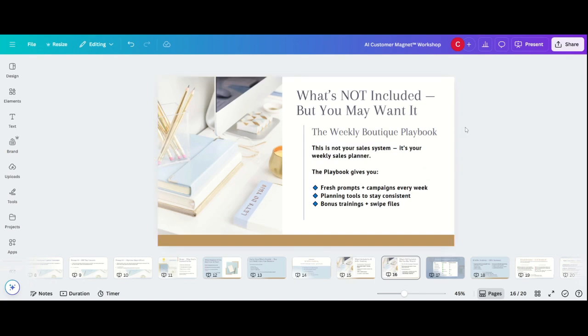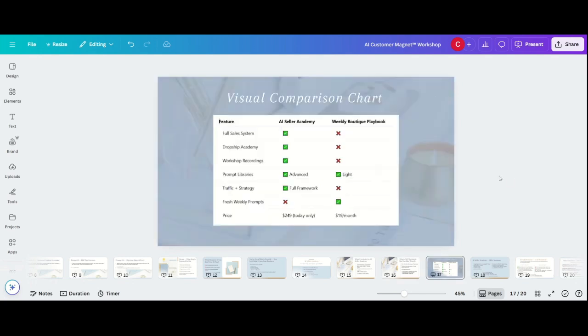But I want to point out one thing: the playbook is something separate, because that takes additional time and resources, and I'm hand building it every single week. So the playbook is still going to be a separate thing. It's your weekly thing. It's not your sales system. It's more of a weekly, hey, here's the weekly thing. We're going to keep you in line.